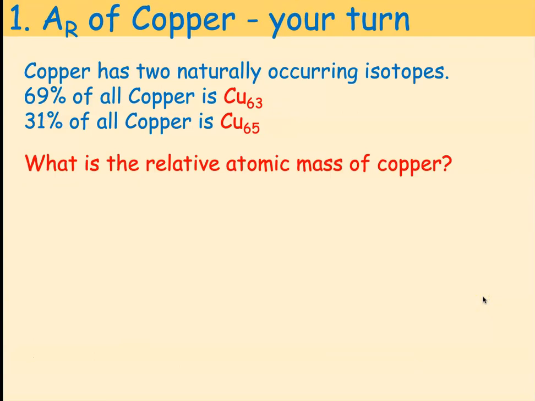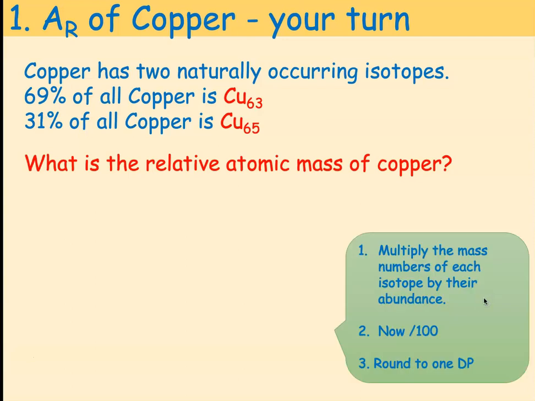Okay, it's your turn. Copper has 2 naturally occurring isotopes. 69% of all copper is copper-63. 31% of all copper is copper-65. What is the relative atomic mass of copper? So here's your instructions. I want you to now go and try and do your calculation. Pause the video and then come back when you finish your calculation.